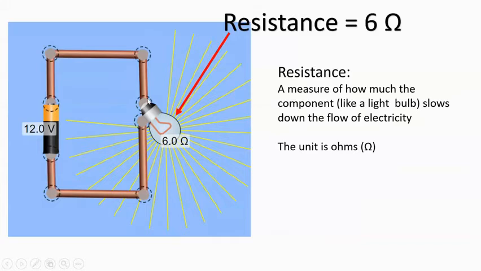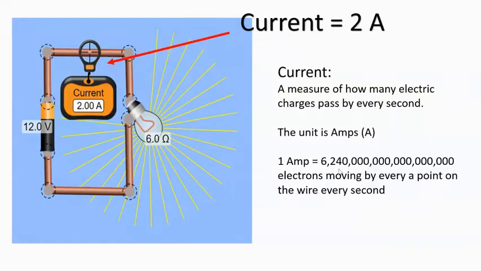And so resistance is measured in ohms, and the symbol for ohms is the Greek letter omega, and it kind of looks like an upside down horseshoe. So if you see that, you know it's talking about ohms, resistance.